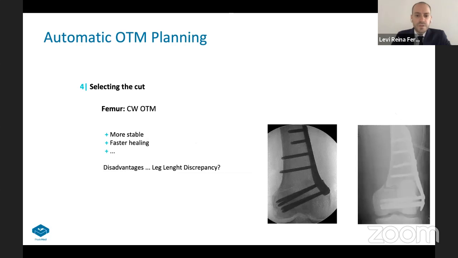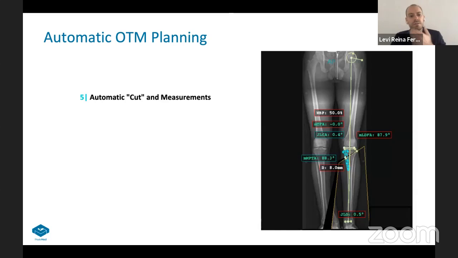And on the femur side, we advocate for a closed wedge osteotomy, either on the medial side or the lateral side, because you know that the femur is not such a forgiving bone. If you are doing an open wedge DFO, when you end up with a hinge fracture, like on this picture on the right side, you might be in trouble. It's very hard to control the rotation and the opening as well. And a closed wedge is more stable, has faster healing, and the leg length discrepancy might not be so significant to consider it a disadvantage. So then after that, you just do the cuts and you have the osteotomy.